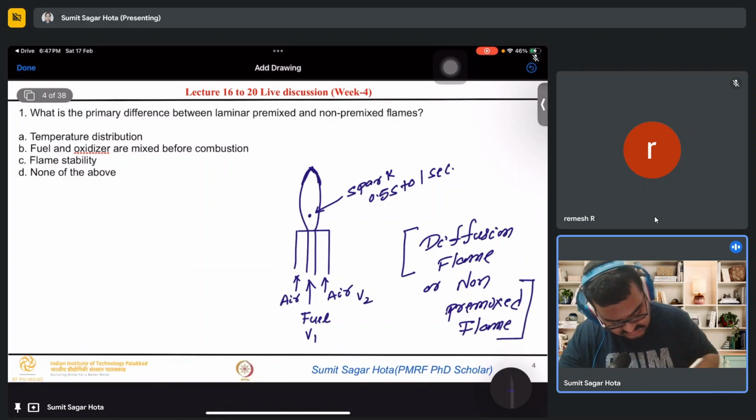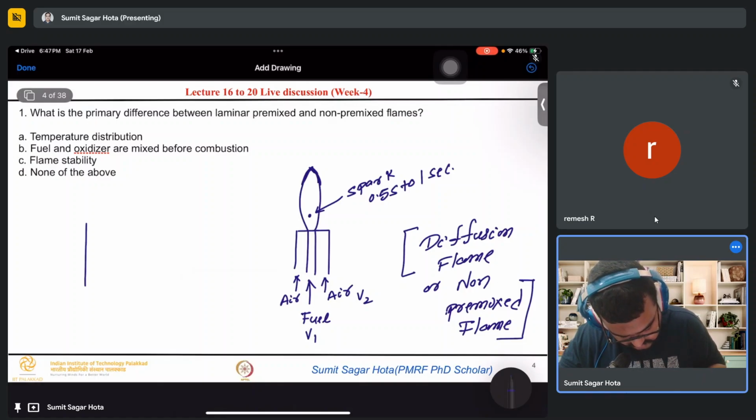Now one more case I am telling. Here we can take the example of a Bunsen burner. Mostly in chemistry equipment you see the Bunsen burner. That example is also a case of premixed.